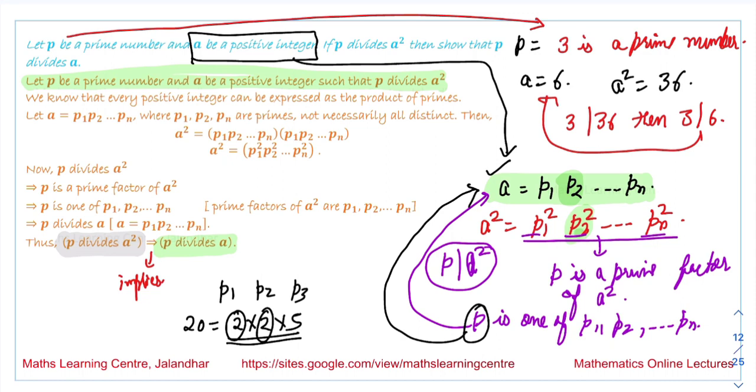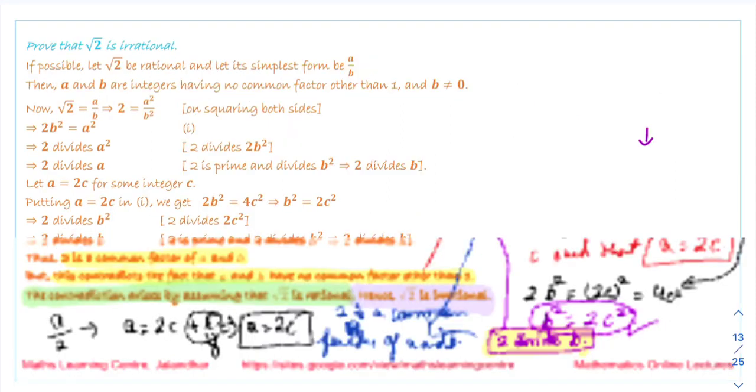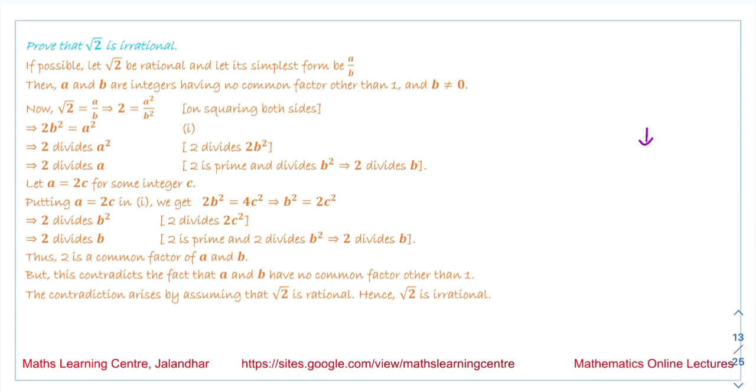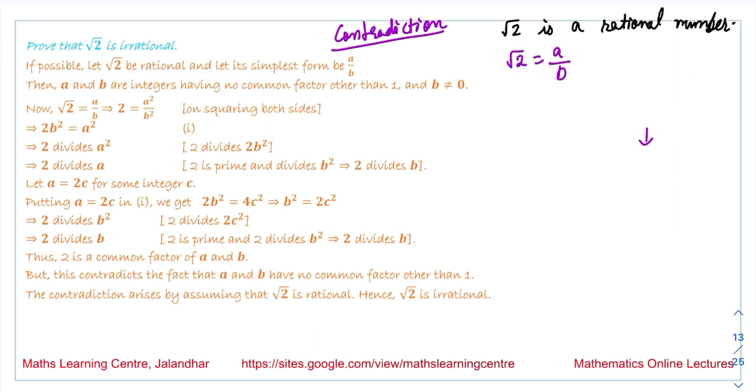Now the first result that we have to prove is that square root 2 is irrational. So suppose we consider that square root 2 is a rational number. We have to prove that square root 2 is irrational, so we are proving this with the method of contradiction. Contradiction means we suppose that square root 2 is a rational number, and in its simplest form we can write it as a by b.